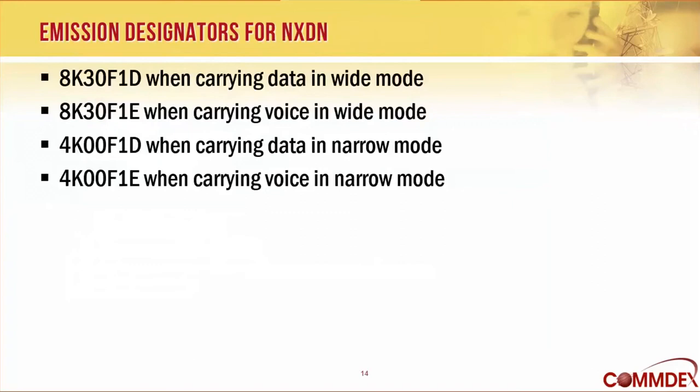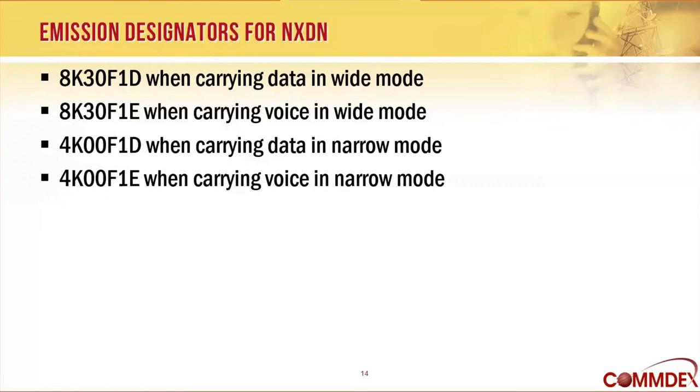Well, NXDN. It has 4 different operating modes. It can carry data or voice, and it can operate in wide mode or narrow mode. So when it's in wide mode, notice the bandwidth is 8K30. So it has an 8.3 kilohertz bandwidth in wide mode when it's carrying the two signals. When it's in narrow band and it's carrying only one, it has about half the bandwidth, 4K0.